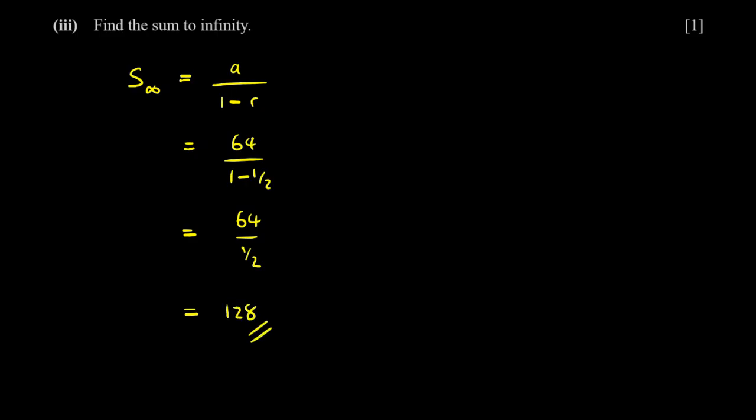Okay, so then part 3 of this geometric progression question, we're now asked to find the sum to infinity. So we just got to use the formula for the sum to infinity, which is a over 1 minus r. So we're going to substitute in our values. We're going to get 64 divided by 1 minus a half. 1 minus a half is a half. So we've got 64 divided by a half. Dividing by a half is the same thing as timesing by 2. So that's equal to 128.